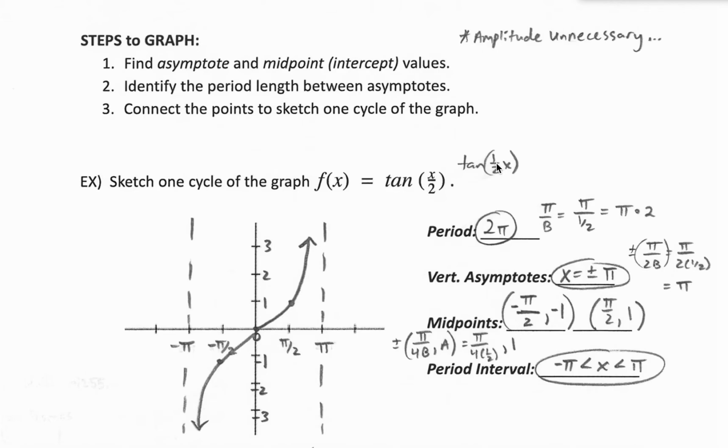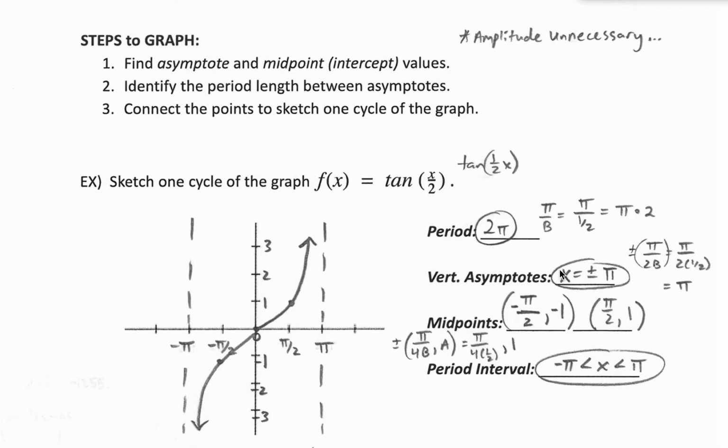So that's our b value, that 1/2. So our period can be found by taking pi over b. So pi over 1/2 is going to be equal to pi times 2, just multiplying by the reciprocal instead of dividing. So our period length is 2 pi. We've stretched the period of our graph, made it a little wider.